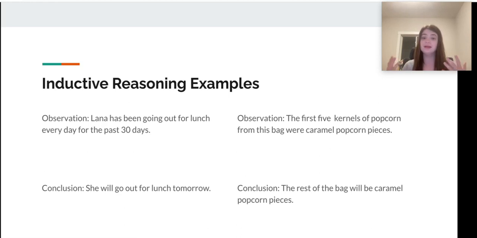But that said, it seems pretty probable that if the first 5 kernels of popcorn were caramel, the rest likely will be too. It's not too likely that it'll be anything else.